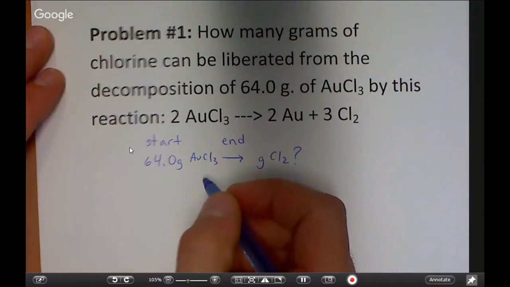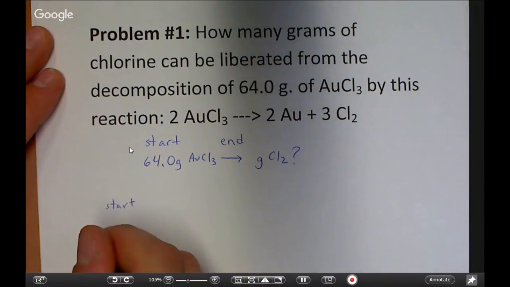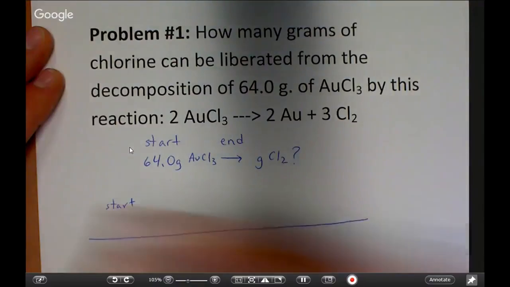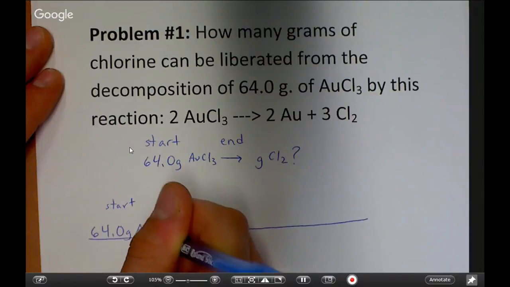All right, so to get started at our start point here, we're going to do a T-chart. And we start out with what we're given, 64 grams AuCl3.